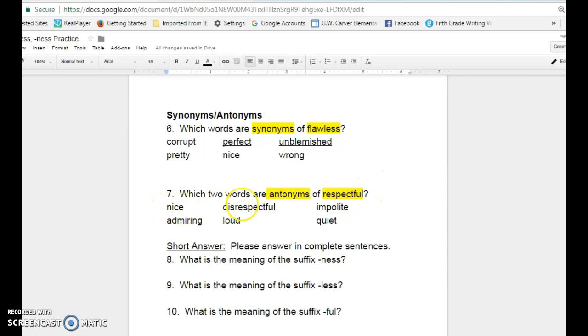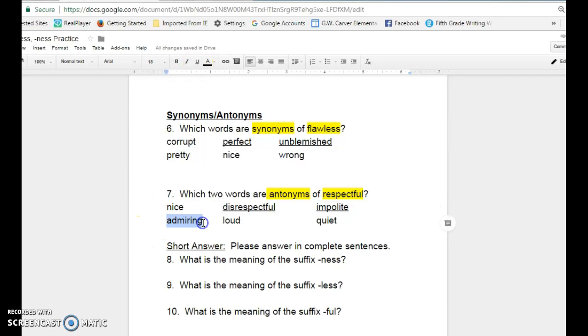Nice, is that the opposite of respectful? Obviously not. Disrespectful. Well, we know dis means not, right? So if we're looking for an antonym, antonyms mean they're not respectful. This would be a very good choice for an antonym for respectful. Impolite. This actually means not as well. If you are polite, you are respectful. So if you are impolite, you are not respectful. That is an antonym.